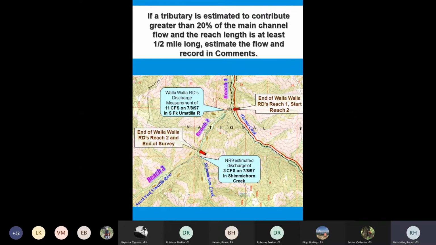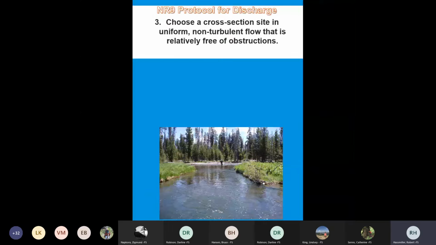Okay, so now we're within 10 days of our survey, and we found a good spot near the bottom of our survey to take the measurement. What kind of channel unit do we want to measure discharge in? And so we're looking for a cross-section site that has uniform, non-turbulent flow that's relatively free of obstructions.